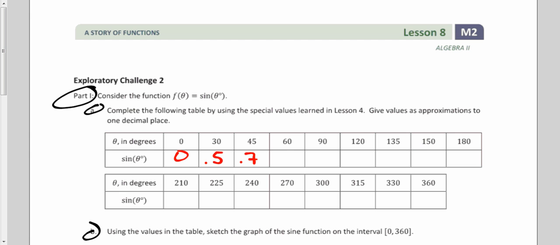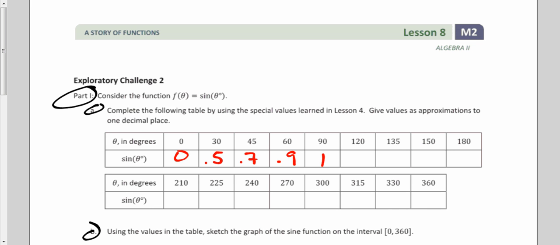Sine of 60 is square root of 3 over 2. Put it in decimal form, and what do I get? 0.866. We'll call it 0.9. And then the sine of 90 is 1. And then, what should happen after 90?